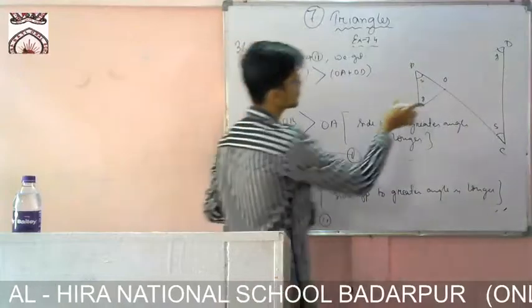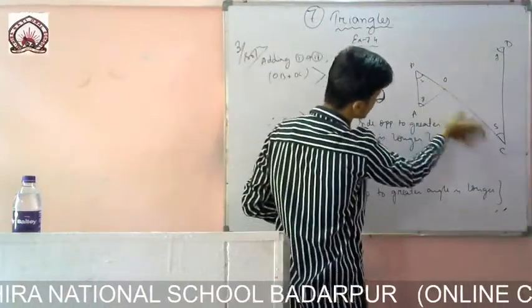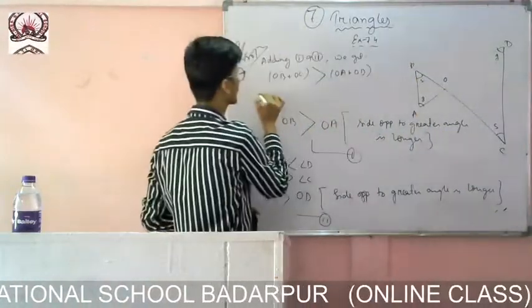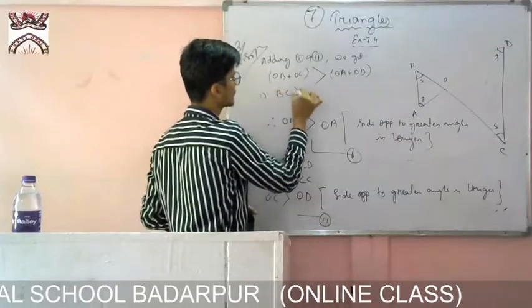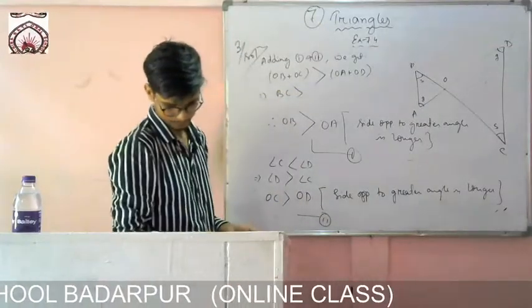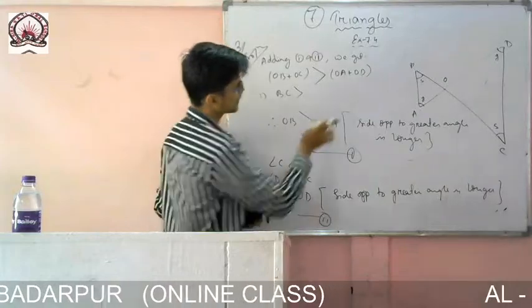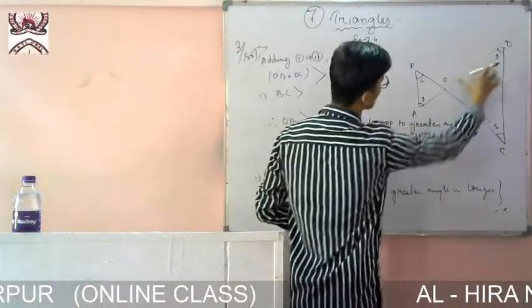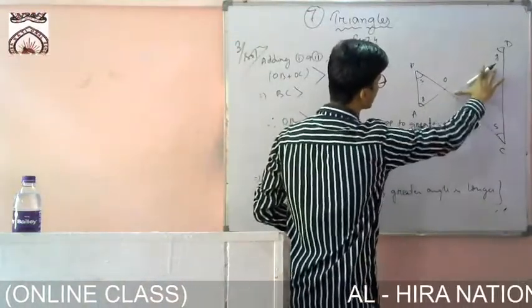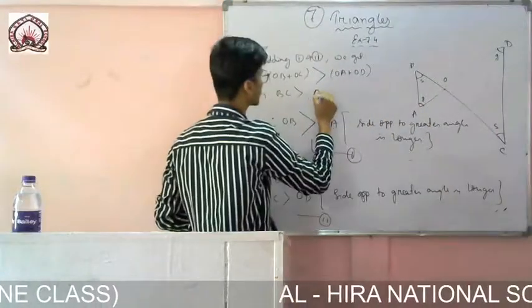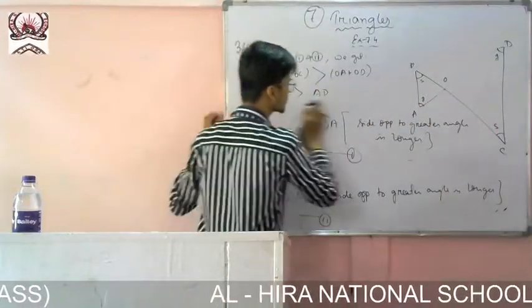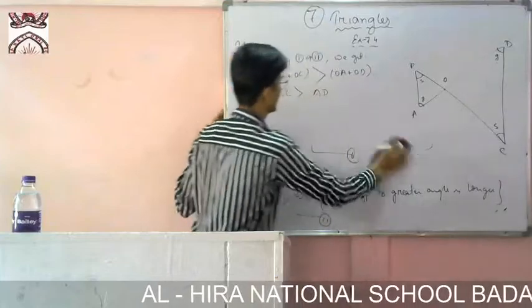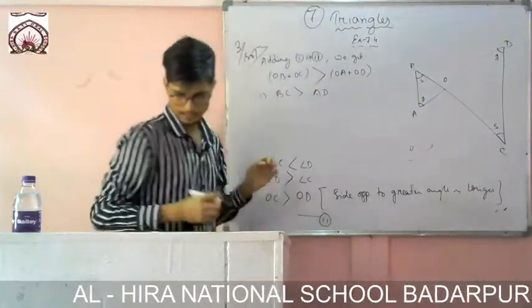OB plus OC, which one? OB plus OC means BC. BC is greater than OA plus OD. OA plus OD means AD. So BC is greater than AD.